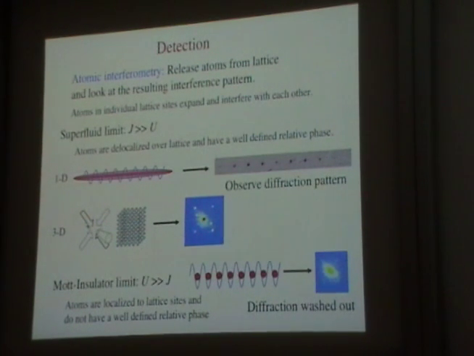On the other hand, if you go to the other regime, the Mott insulator regime, where you have the interactions much stronger than the tunneling, you've localized the atoms, for example, one per site. Then there's no well-defined phase in going from one well to the next well between the atoms. And so when I release them and they interfere, you find that you have no nice diffraction signal. It sort of just washes out. And so it's easy to tell which regime you're in, basically by looking at the diffraction pattern.